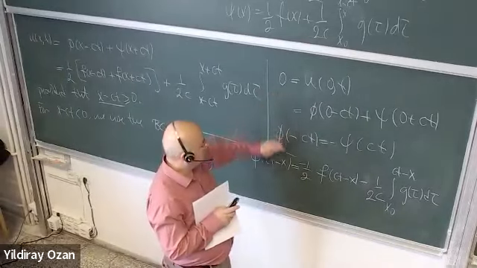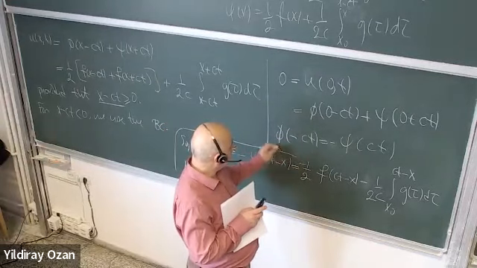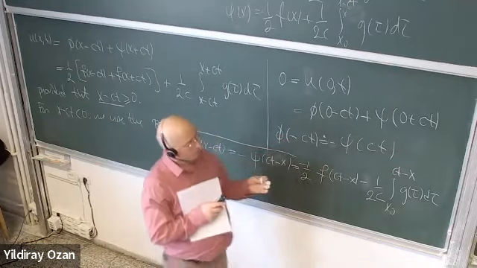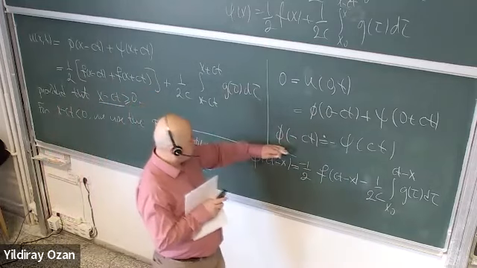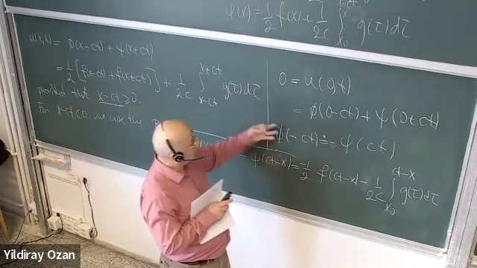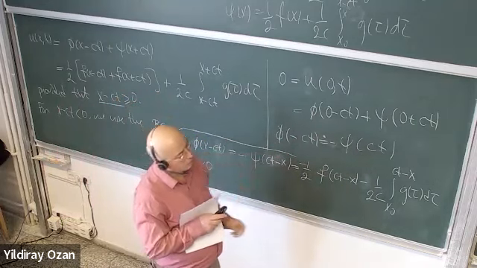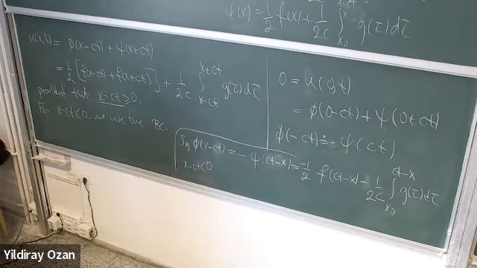This initial condition dictates that for negative values, psi should be defined like this, okay? This wasn't defined for negative values, so we define it this way. And then the solution makes sense. Let's see now one example.